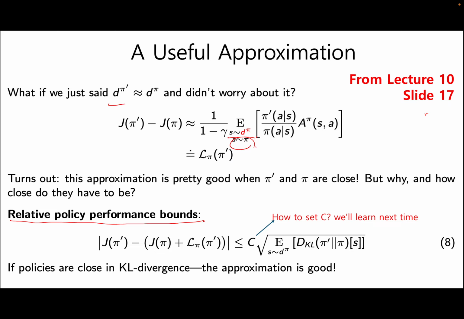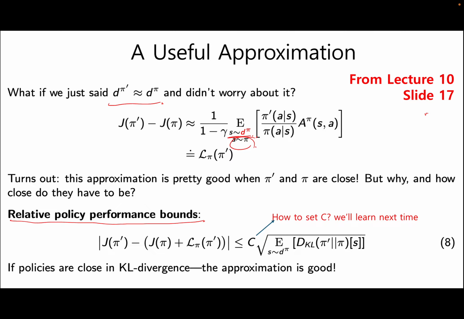Let's say D, we learned the definition of D in the previous lecture slide. Anyway, what if we can approximate that pi dash and pi are almost the same? Then we can sample the state from D pi. That is the approximation that we made in the previous class.